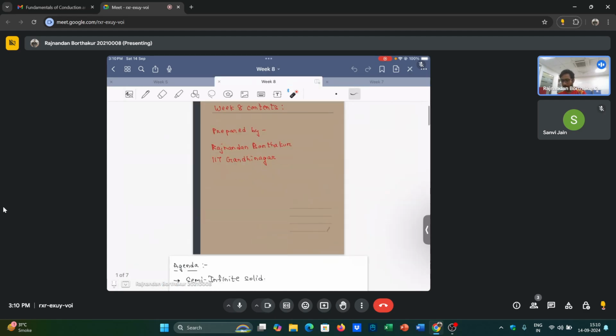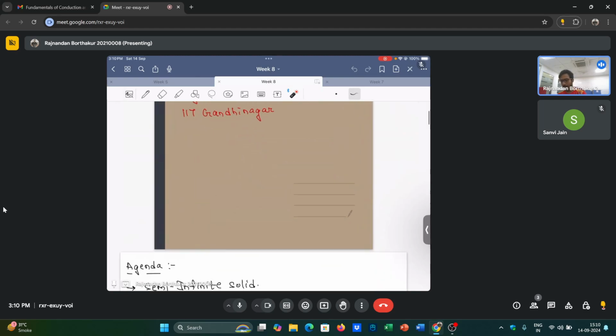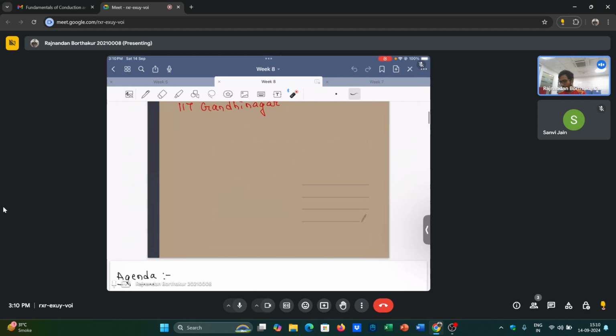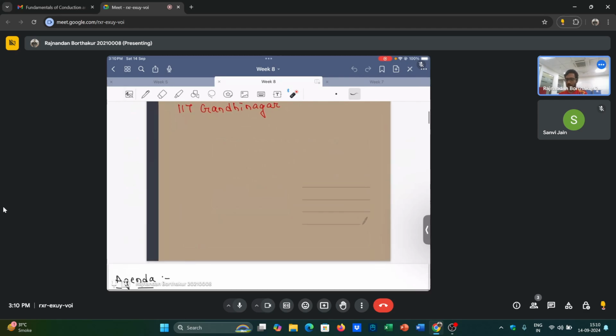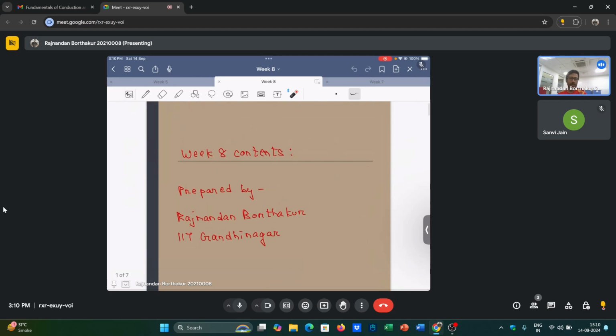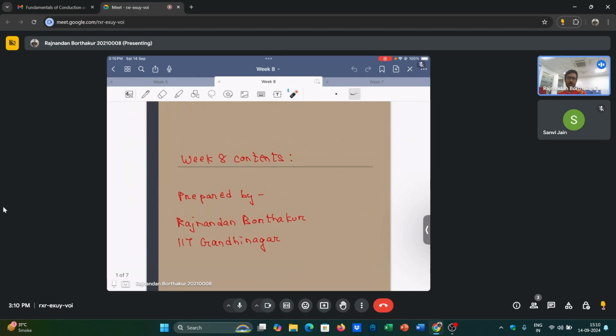Today, as I said, before actually proceeding to the contents of this week, I will quickly discuss something which is known as a semi-infinite solid, because this is something that comes under transient heat conduction. It's at the other end of the spectrum of transient heat conduction. While the lumped capacitance analysis is typically valid when the temperature field is not a function of space, the semi-infinite solid, the other way around, is valid for it.